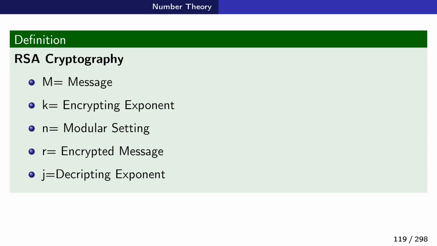So we're going to prove why it works. So it takes a while. Okay. So with RSA, we have 5 variables. We have M is the message, K is our encrypting exponent, N is our modular setting, R is the encrypted message, and J, it's a J, right? Yes, J is our decrypting exponent.